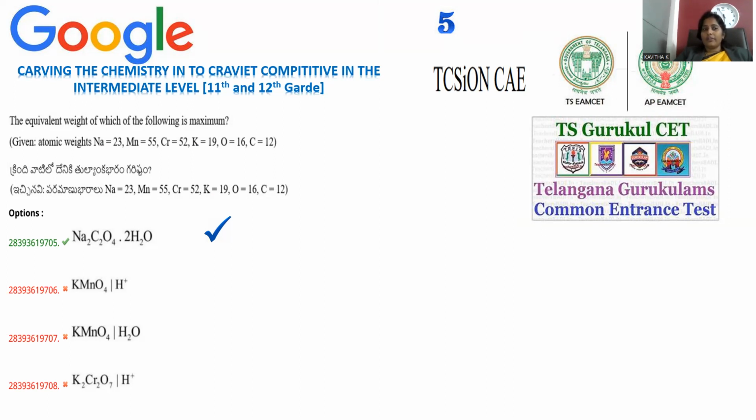Molecular weight divided with the valency. But valency will not remain same for all the compounds. That depends upon nature. Acids, what is the valency? Base, what is the valency? Salt, what is the valency? Oxidant, reductant, what valency we can take. So everything we have to know, then only we can answer such a simple question. For question number 5, option number 1 will be the correct answer.